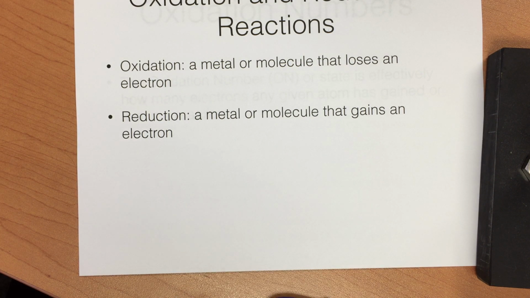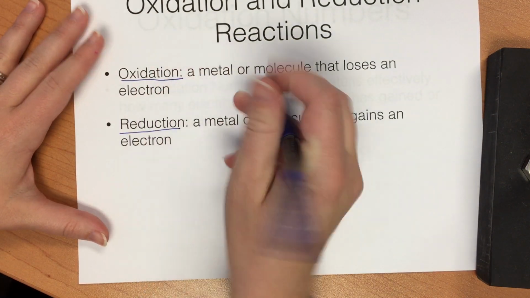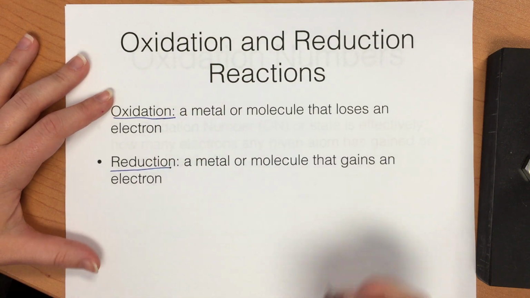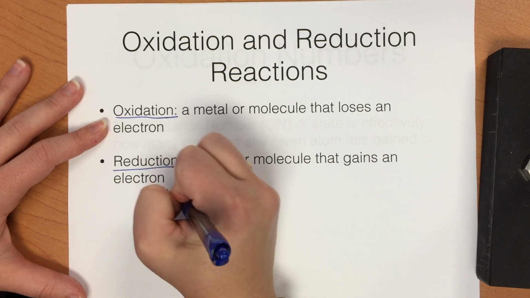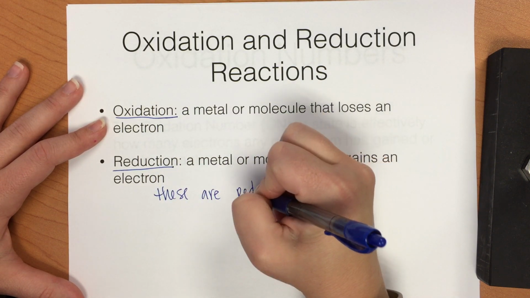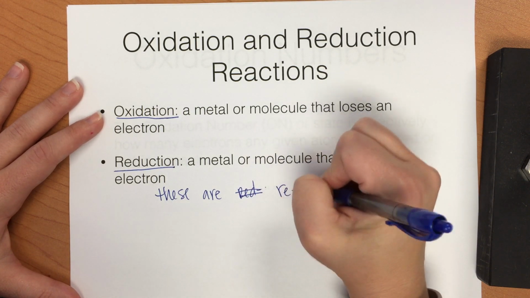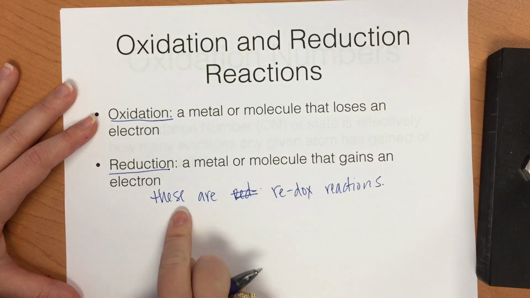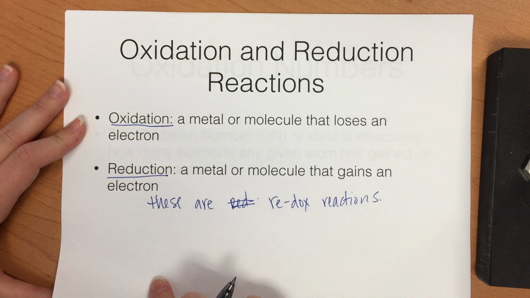Oxidation is the loss of electrons, and reduction is when a molecule gains an electron. So in this case, we can have oxidation and we can have reduction. These two things tend to occur together, and so we often find redox reactions, where the oxidation and reduction of a metal or a metal ion are coupled together.